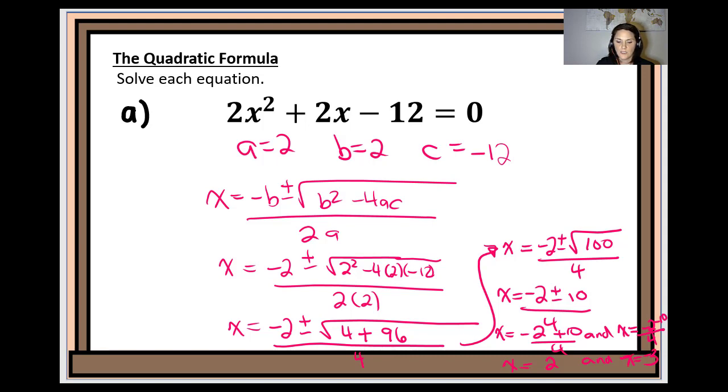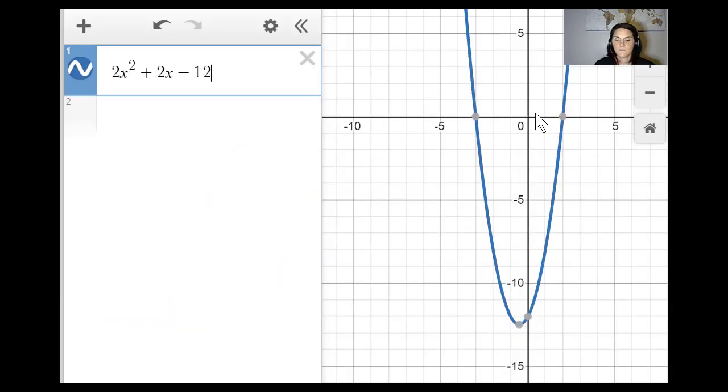So in conclusion, 2, 0 and negative 3, 0 are the roots, the zeros, or the x-intercepts, whatever you like to call them. Okay, let's go over to Desmos and see if these are in fact zeros. So I've keyed in the equation, and negative 3, 0 and 2, 0 are in fact our roots, or zeros, or x-intercepts, whatever you'd like to call it.